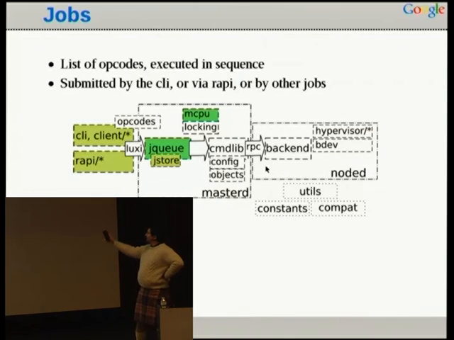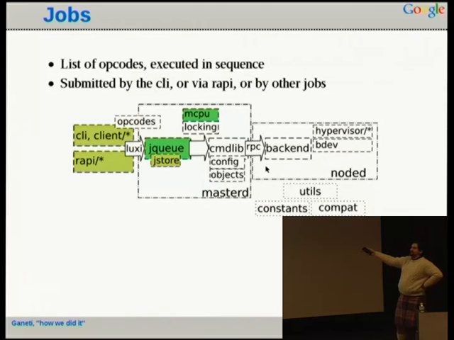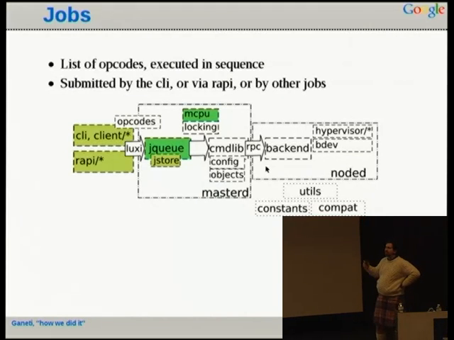So where are jobs configured? Well, the job queue is the main part which executes jobs. So it reads them from Luxi, and then it stores them in the file system, copies them to all master candidates so that if the master dies at that moment, we know that we were executing a job and which job we were executing, and then starts the execution through this other file, which is the master CPU, which basically interacts with locking and executes the opcodes one after the other, and we'll see later how.